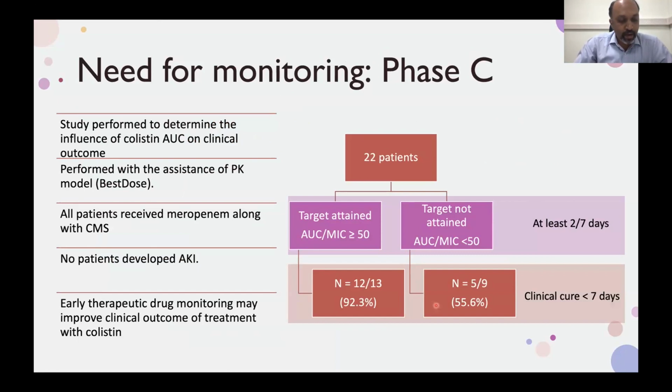In phase C of the study, we determined the influence of colistin AUC on clinical outcome. And this was performed with the assistance of the colistin PK model and BestDose. All patients received meropenem along with colistin sodium, and none of them developed AKI. And this may be probably due to the reduction of colistin sodium dose when colistin exposures were reported to be high. 22 patients were recruited for the study.